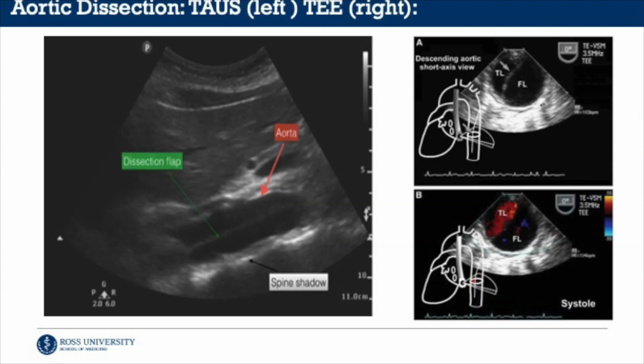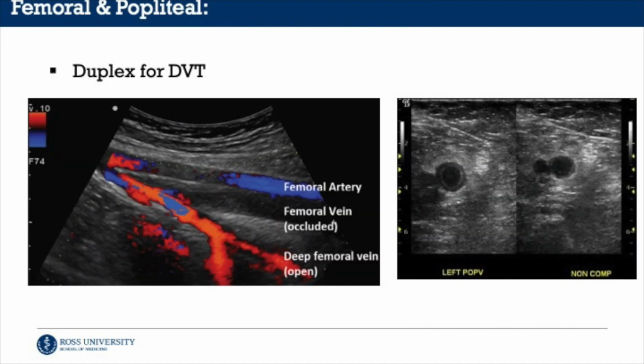In this next slide, we have imaging of an aortic dissection from two separate views. We have the transabdominal ultrasound on the left, which details the dissection flap and the aorta. And then on the right, we have the transesophageal echocardiogram. Ultrasound can also be used in a duplex scan for the detection of deep vein thrombosis.